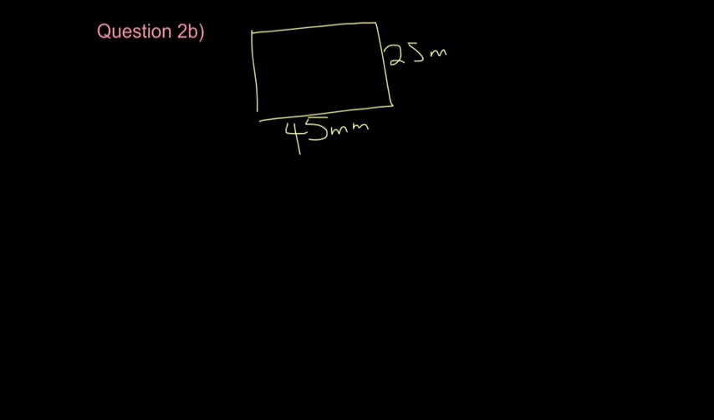Okay, let's start with some more practice. I'm going to look at question 2b. I've got a rectangle and its length is 45 millimeters and its width is 25 millimeters. If you looked at worked example 8, it'll tell you that if you want to find the area of a rectangle, you need to use this formula: A for area equals length times width.